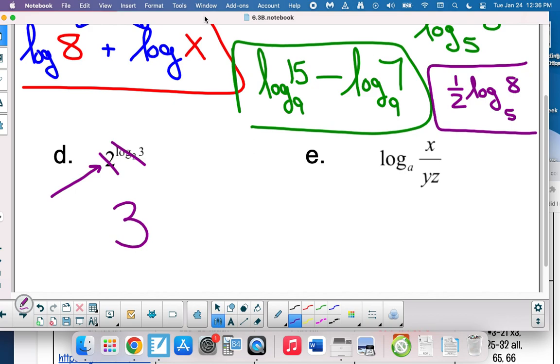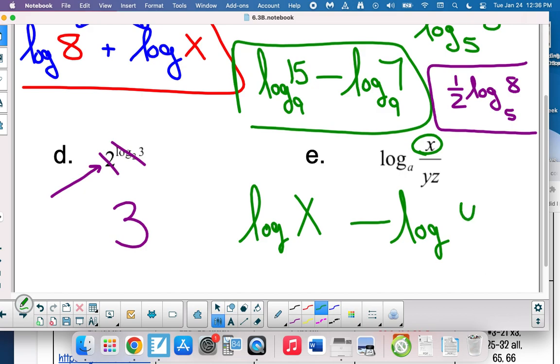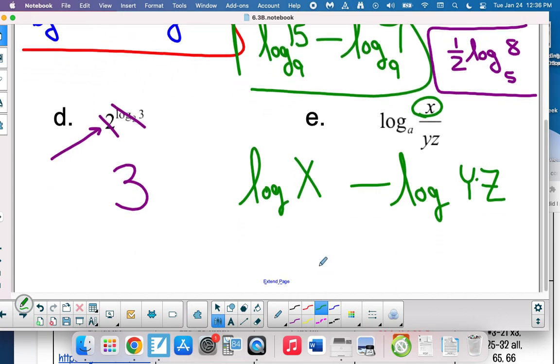All right, this one? Log base A of X over YZ. Okay, so you see division. Division is the same as subtraction, so you know it's log minus log. Numerators first, denominators second. Do we have to expand it more? Once you do the first thing, look at what you have. You still have multiplication going on. Yes, I did forget my A's.